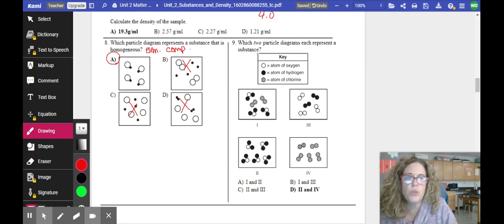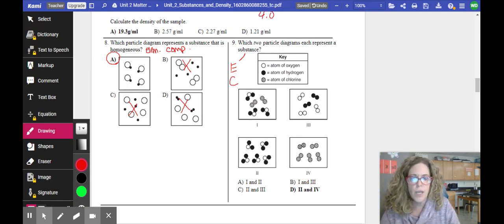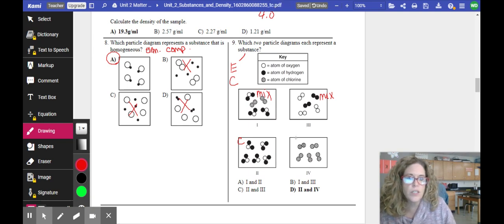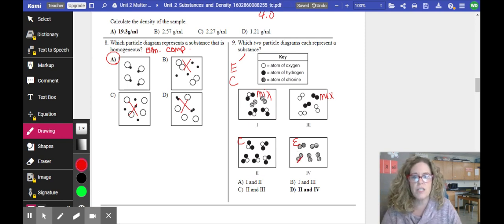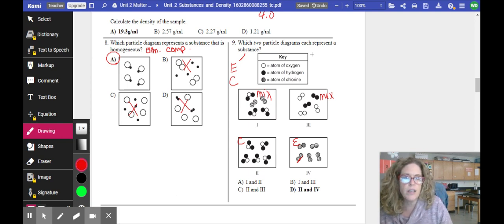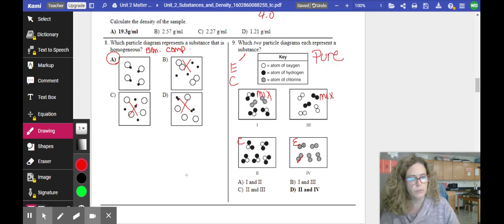So now, which represent a substance? Substances are elements and compounds. E for element, C for compound for the sake of time. So choice number 1 is a mixture. Choice number 2 is a compound, all the same in the box. Choice number 3 is a mixture. Choice number 4 is an element, because these are two of the same pictures. That's one of our diatomic elements. So that's why it's going to be 2 and 4. Substances are pure, so write down there, substances are pure.